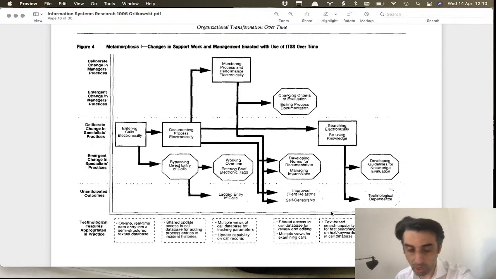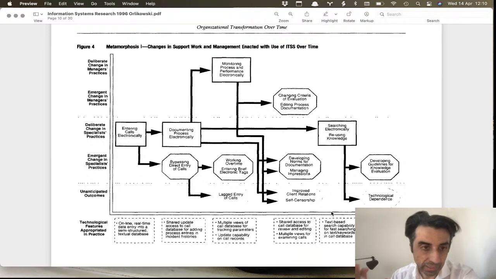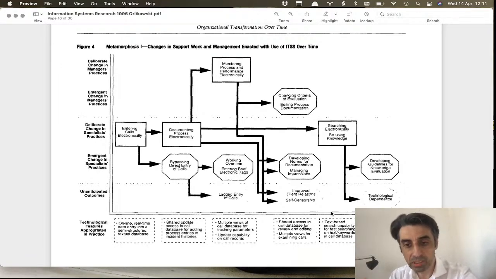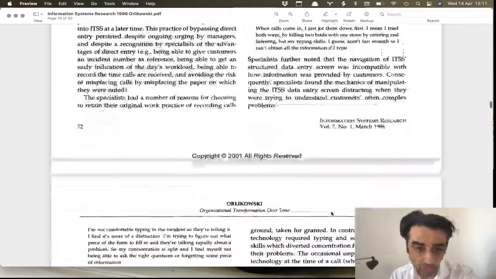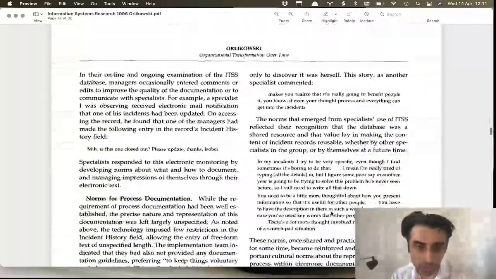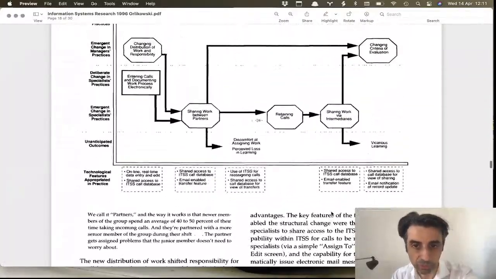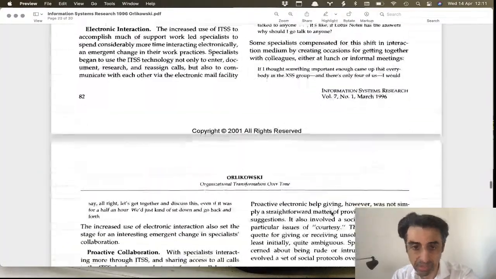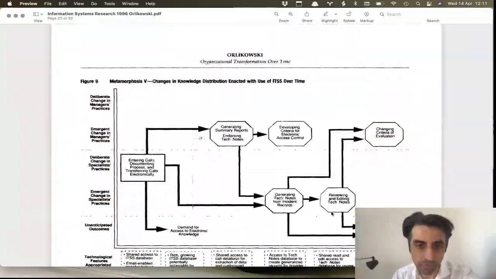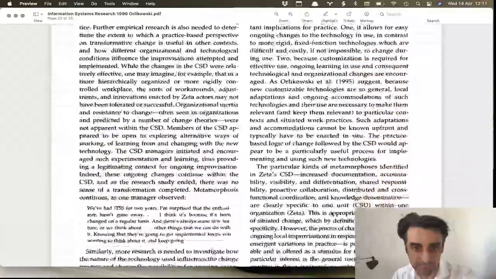So as you see, we have in one two-dimensional graph, the arrow of time, deliberate and emergent practices, management and employees practices, and features of technology. So really complex, but really, really nice visualization, okay? And so Wanda does this for each metamorphosis. So in each metamorphosis, there's a graph like this, okay? So a really beautiful way of presenting this really complex data that makes it super easy to understand.